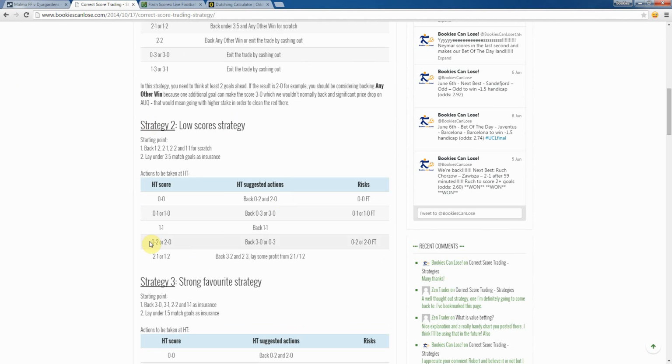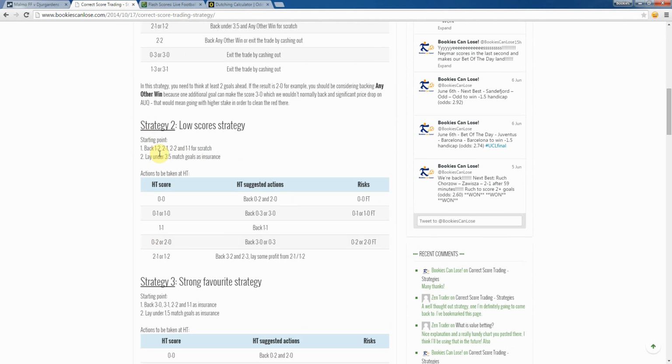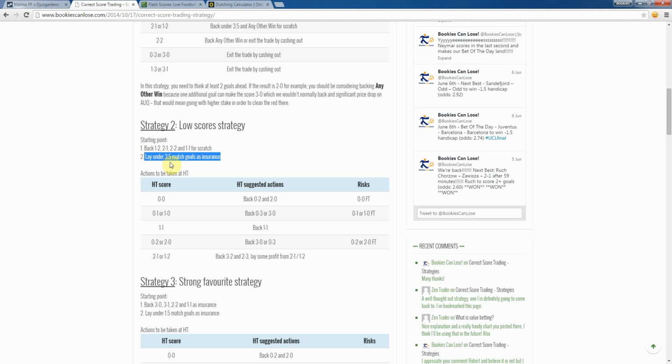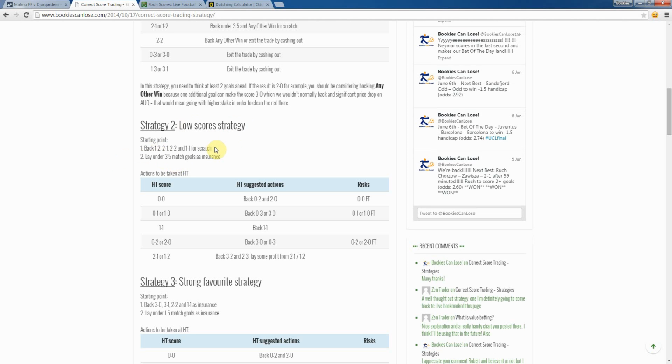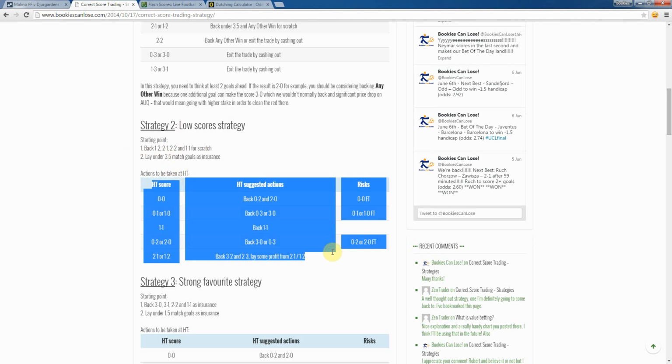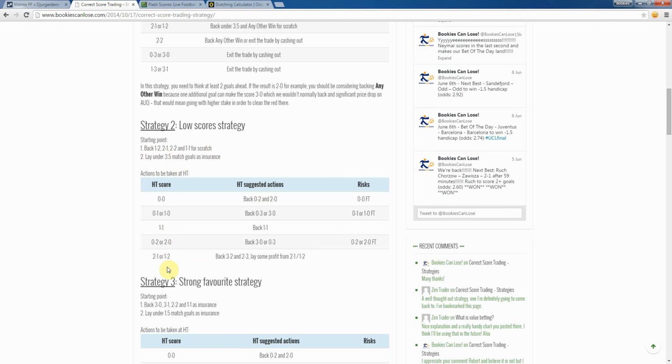Also, the low score strategy is very similar. It assumes that a bit lower number of goals will be scored. So you assume the game will end around 1-1, 2-1, or 1-2. So you back 3 scores, 2-1, 1-2 and 1-1 just for scratch. And also, as an insurance, you lay under 3.5 match goals. So if we are expecting a low number of goals, and there's a festival of goals, then we want to be covered. And also the table shows what you should consider at halftime, depending on the score.